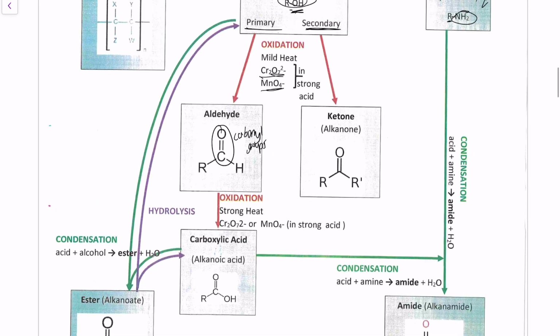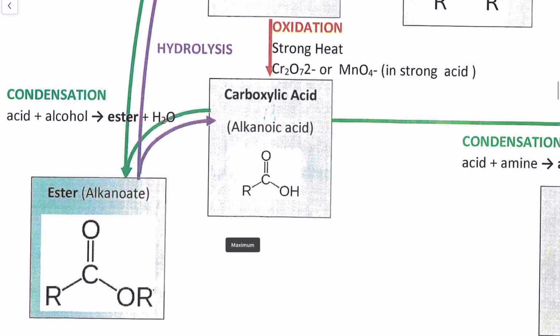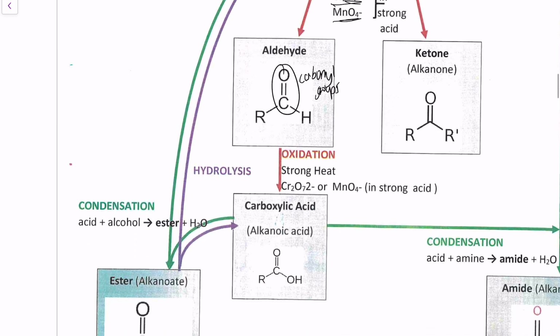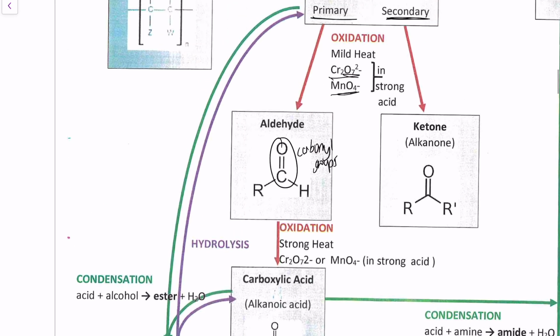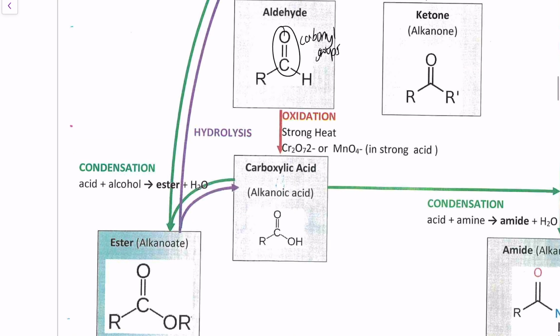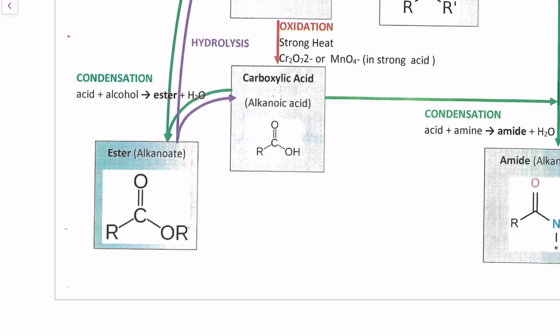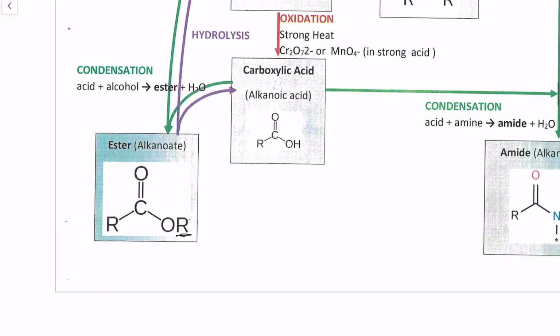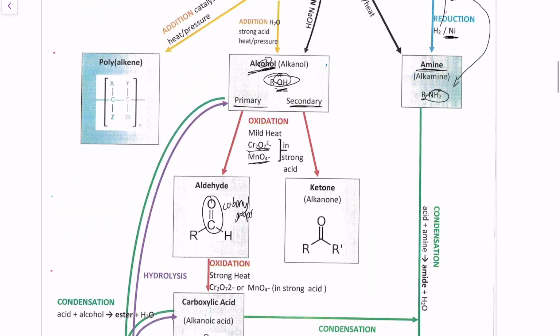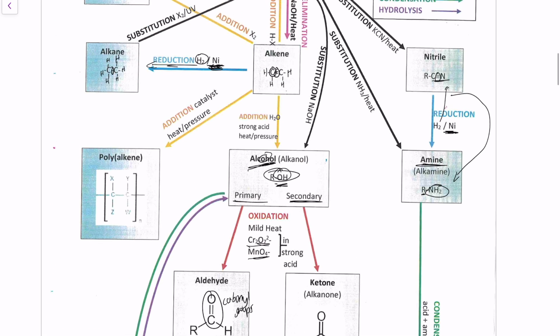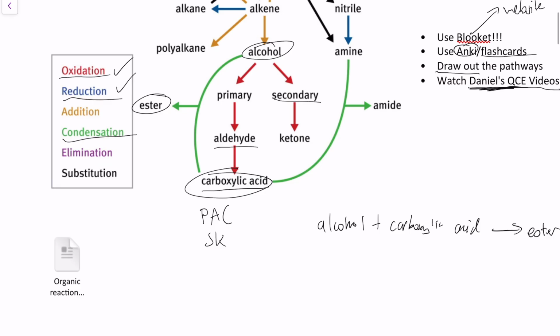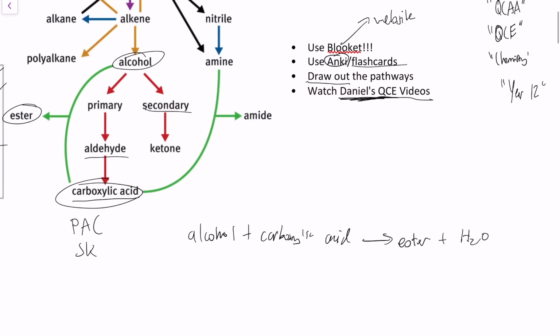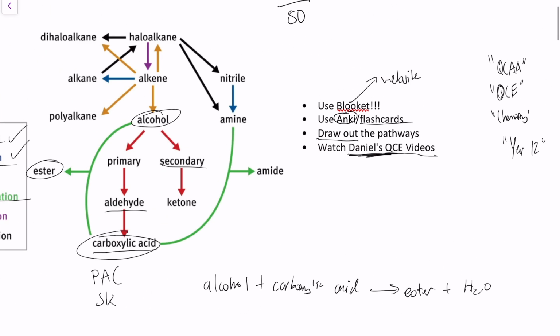So in other words, I'm trying to take out a H2O somehow, and I'm forming an ester, which is just a double bond to O and a single bond to O on the carbon, but then there's another R group. So it's basically a carboxylic acid, but with the extra group in the middle. That's something you can have a look at, and definitely watch Daniel's QC videos and all that as well.